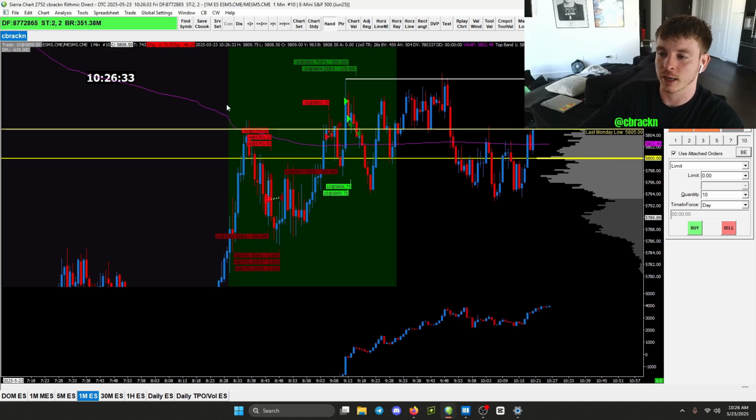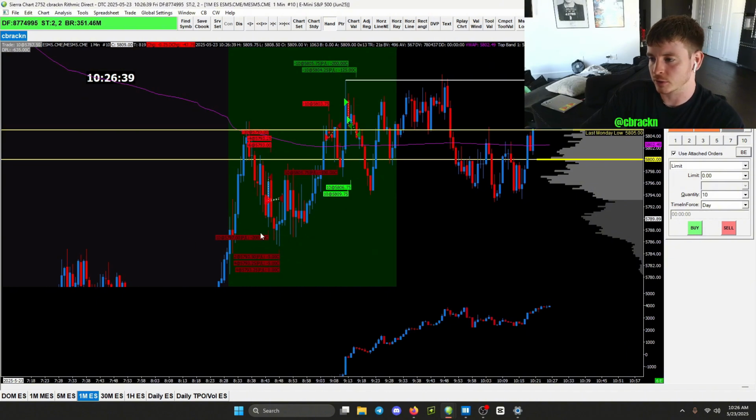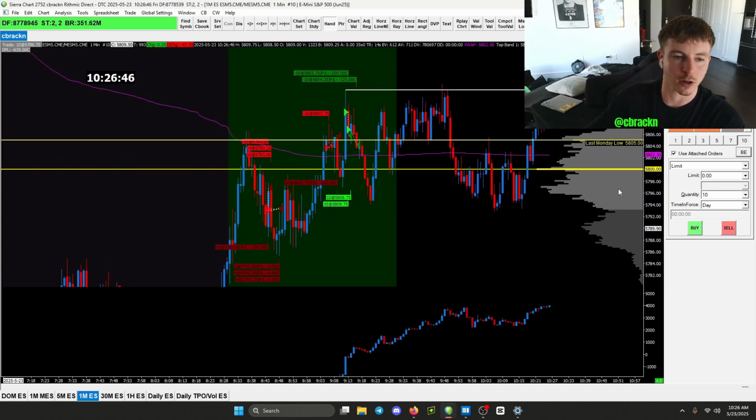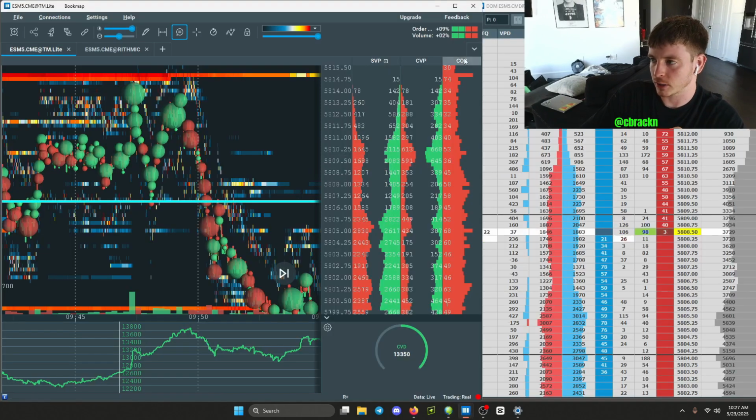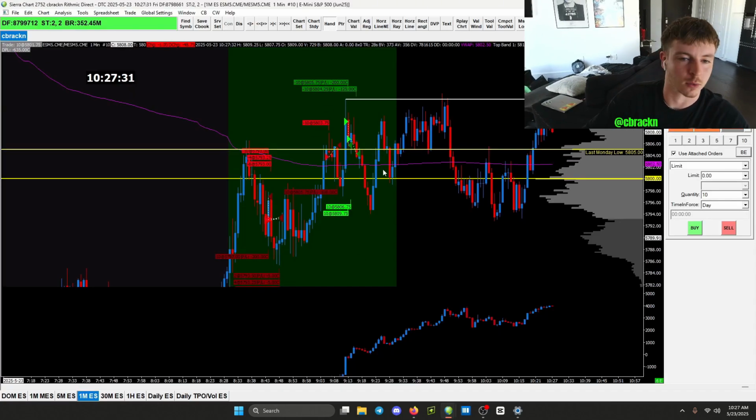We kept getting reactions and small moves off of it. This was POC. I remember we bounced off POC here, all the way up here, bounced off POC again right here. It was just that follow through was not there from the sellers, is what I'm saying. So I hope you guys can learn from me, because today it's just hindsight. I'm like, what were you doing?